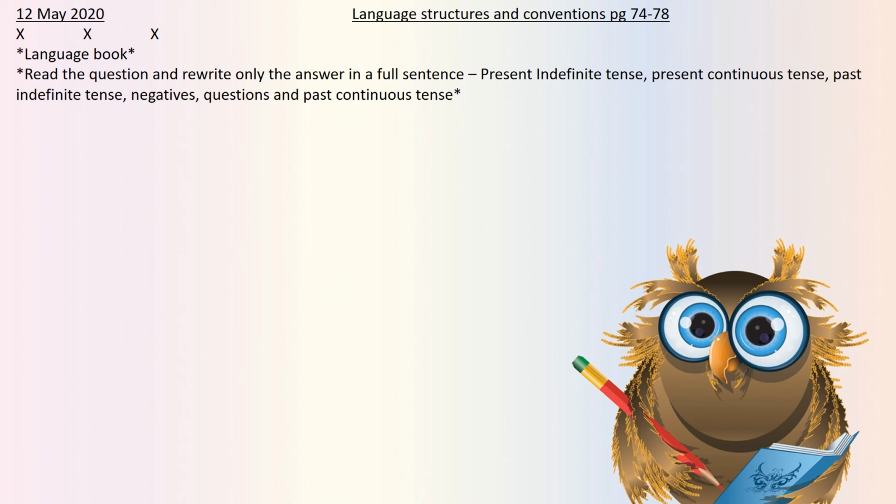You will complete present indefinite tense on page 74, past indefinite tense and present continuous tense on page 75, negatives and questions on page 76, past continuous tense and questions on page 77, and negatives and questions on page 78. Then that is your English classwork for today, 12 May.